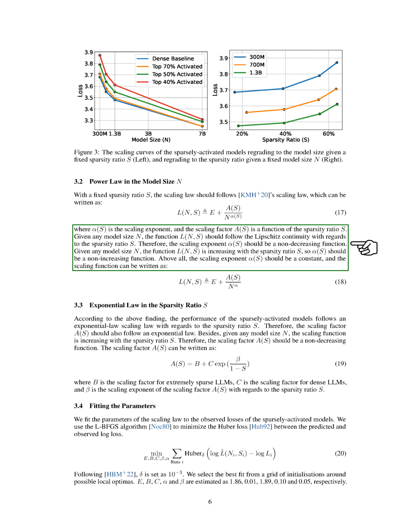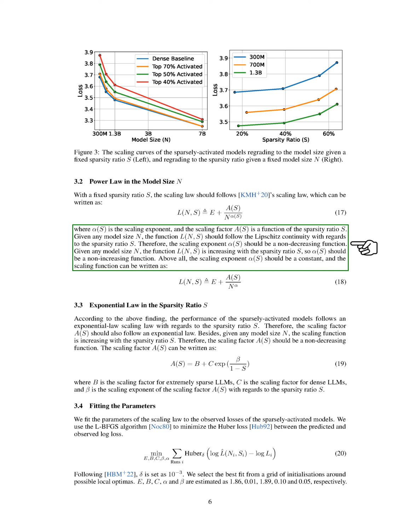Section: Exponential law and the sparsity ratio. In this section, we explore the exponential law related to the sparsity ratio in our models. Our findings indicate that the performance of models that use sparse activation adheres to an exponential scaling law based on the sparsity ratio, which we denote as S. Consequently, we can infer that the scaling factor, which we refer to as A(S), should also follow an exponential pattern.